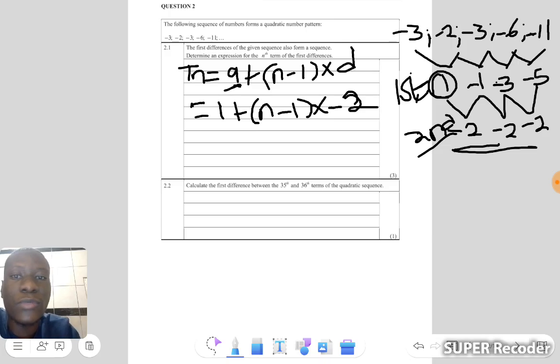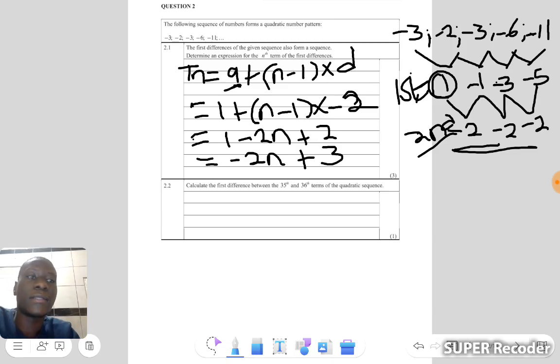So now we are left with only simplification. We are simplifying 1, -2 times n, which is -2n. -2 times -1 will be positive 2. So now we'll have our general formula as -2n plus 3. So with that being said, we are done answering question 2.1. You will get your 3 marks like that.